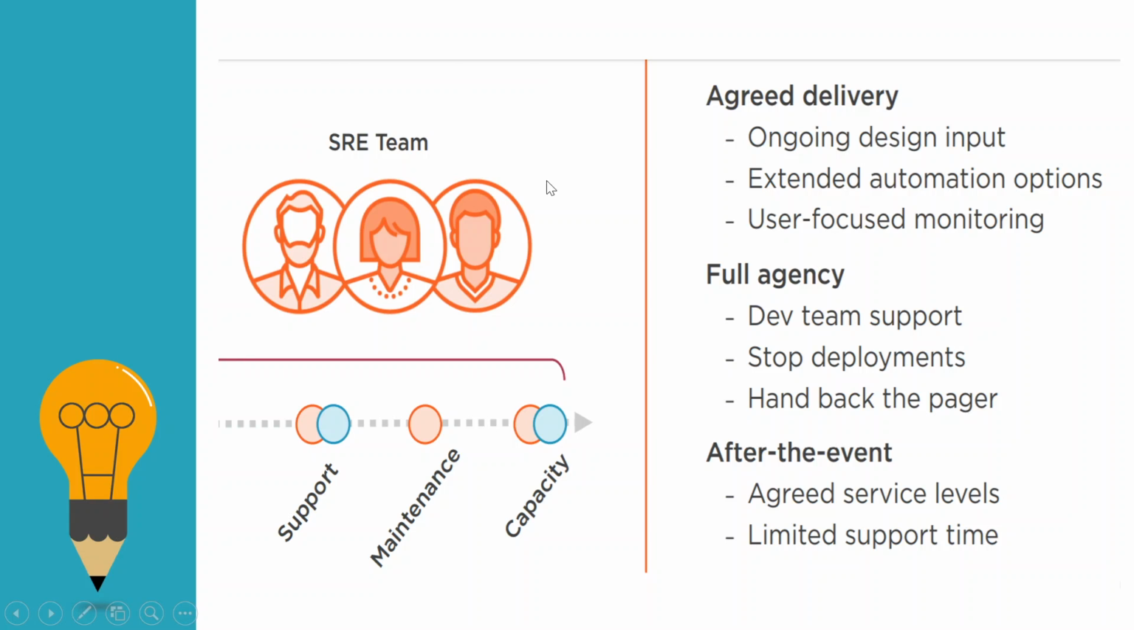So basically the SRE team will have agreed delivery and ongoing design input. They know how our design is there, and they extend automation options, user focus and monitoring. Everything SRE monitors has full agency, like dev team support. Previously, the ops team had no dev team support because we were not documenting everything the ops team expected from us. This is the main gap, and SRE will complete that gap.